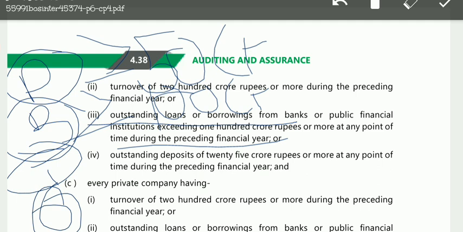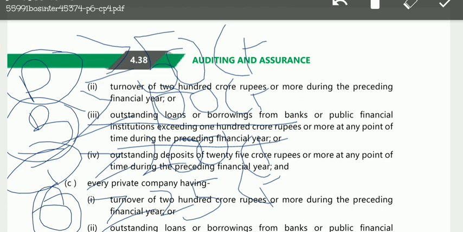Now T, when turnover is 200 crore rupees or more during the preceding financial year. So it is greater than or equal to 200 crores. And outstanding deposits of 25 crore or more. So PBTO: 50, 100, 200 and 25 crores. So it is greater than or equal to 25 crores.